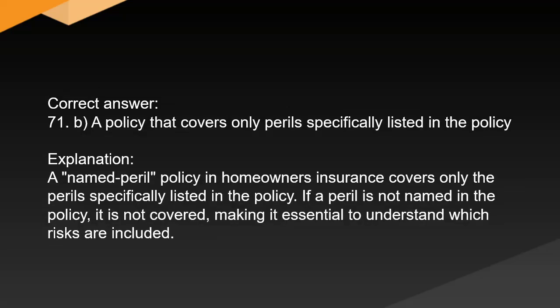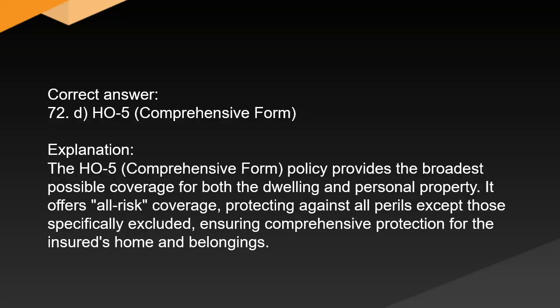Correct answer. B. A policy that covers only perils specifically listed in the policy. Explanation. A named peril policy in homeowners insurance covers only the perils specifically listed in the policy. If a peril is not named in the policy, it is not covered, making it essential to understand which risks are included.